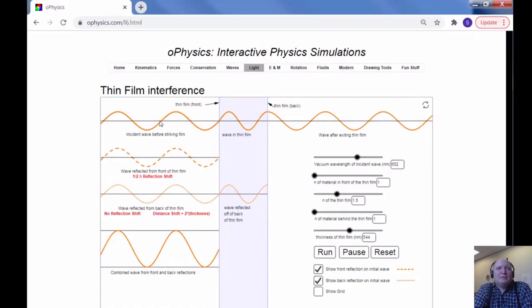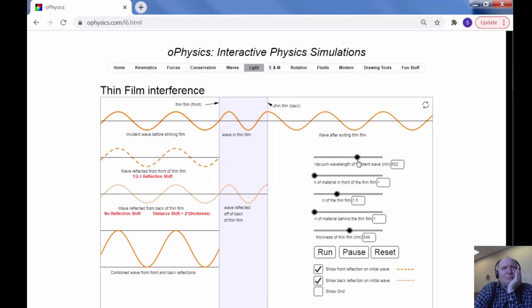So up here we have our incoming ray. You can see when it enters the medium, the wavelength does shift, as it should. This dotted line is the reflection off the front surface. This, or I guess maybe that one's dashed and this one's dotted. This one is reflected off of the second surface of the film. And then this line down here is the combination of what the dashed and the dotted are doing, and it will show us whether we have constructive interference or destructive interference.